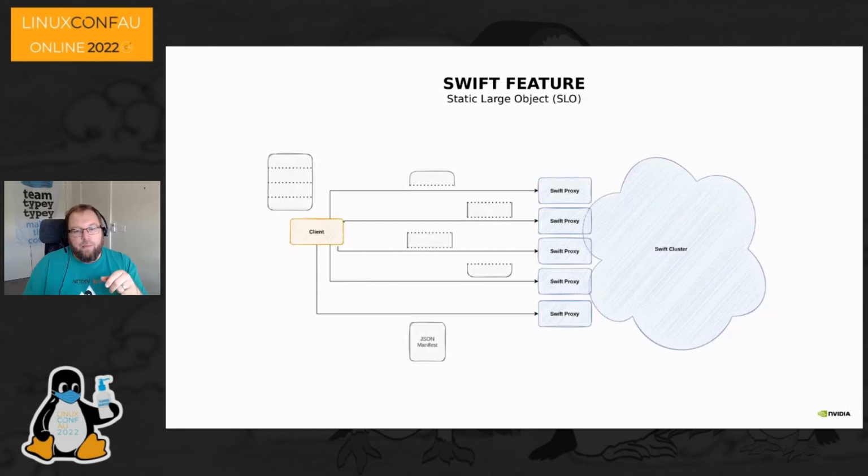And then at last it will send a JSON manifest to stitch it all together. So when you go get that JSON manifest, it will then be able to pull these and stitch these back together for you. So we can see that in action.